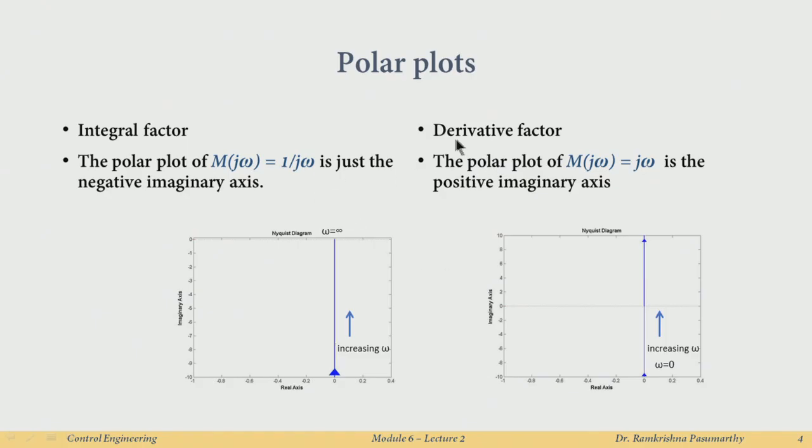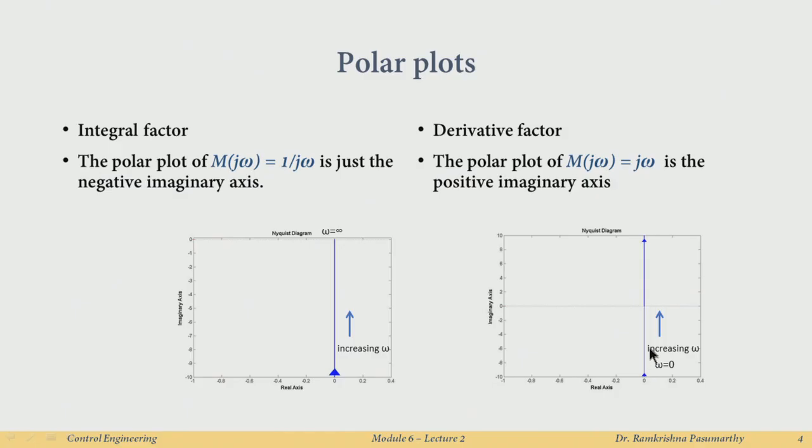Similarly, I take the derivative factor, which is just s as a transfer function. The sinusoidal transfer function becomes just j omega, and this is the positive imaginary axis, as you would see, right. When omega is 0, the magnitude is 0, and it keeps on increasing as omega goes to infinity. You may ask, sir, this is not a good transfer function because there are no poles, there is just 1 zero, not physically realizable. Okay, all that is okay.